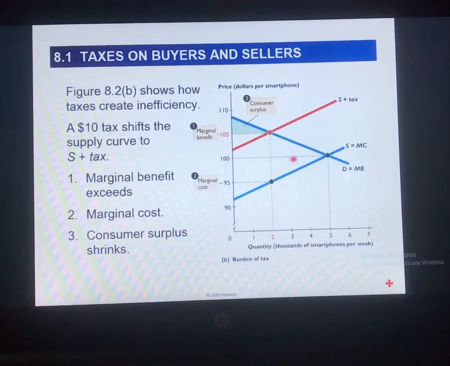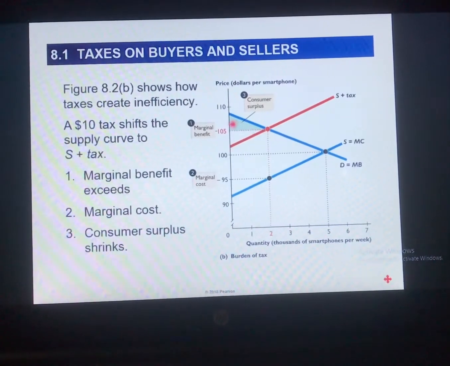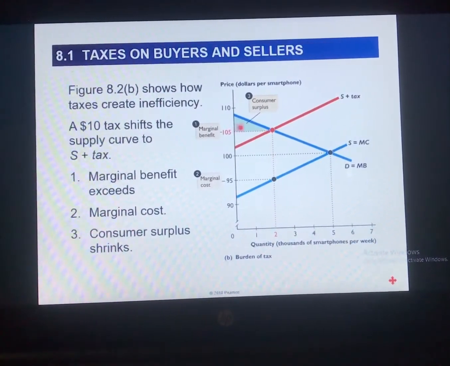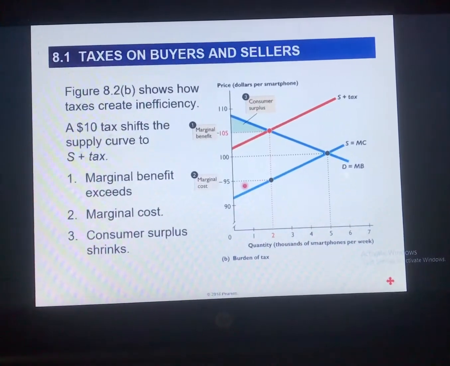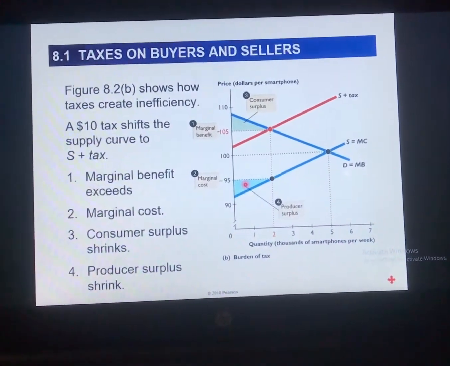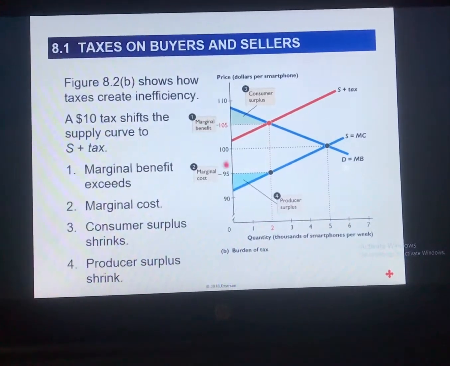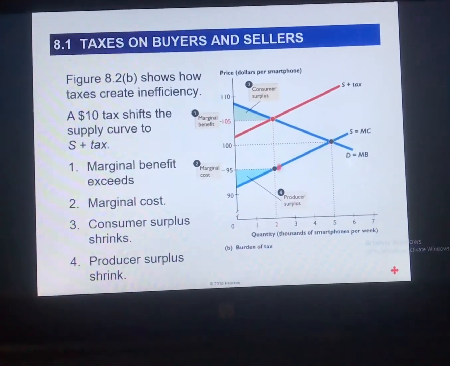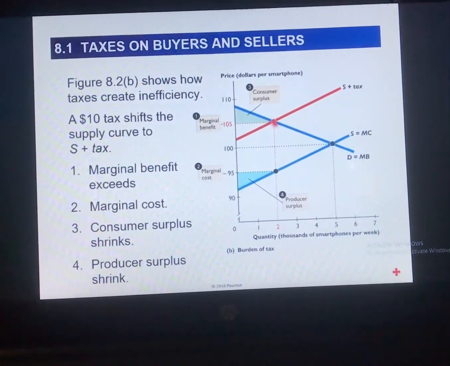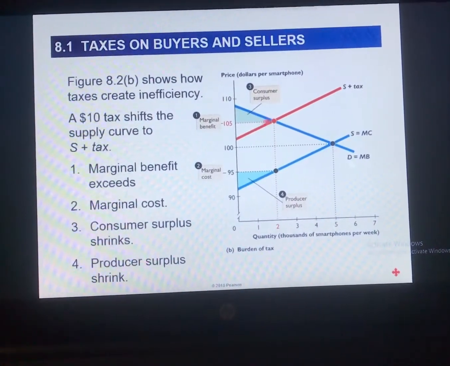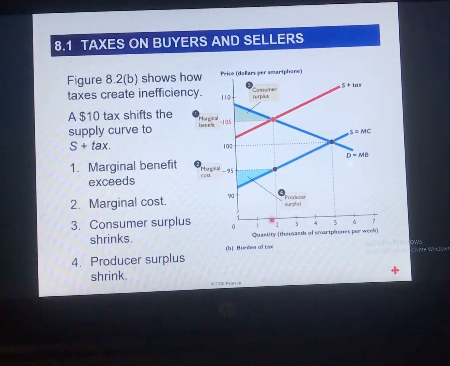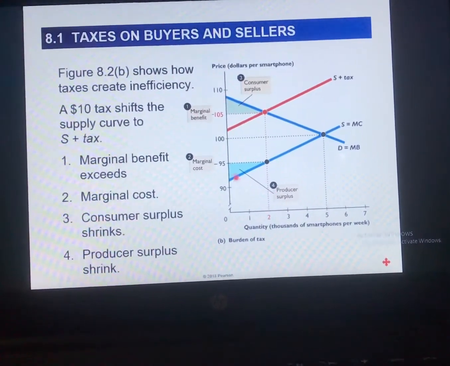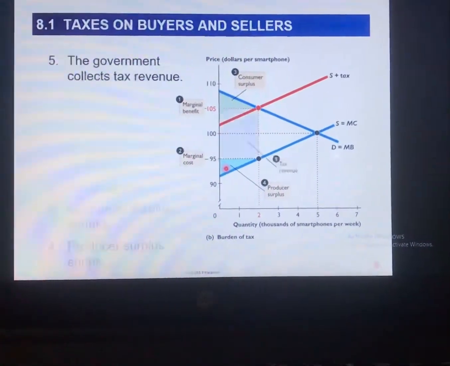This before was the consumer surplus, but now that the supply has been shifted to here, this represents consumer surplus. Also, the producer surplus shrinks. Like before, this huge triangle represented producer surplus, but because of the $10 tax, and since the quantity has reduced to 2,000 from 5,000, this represents producer surplus.